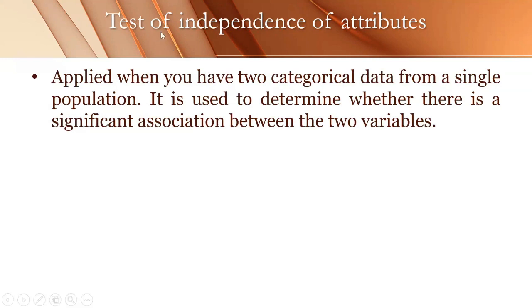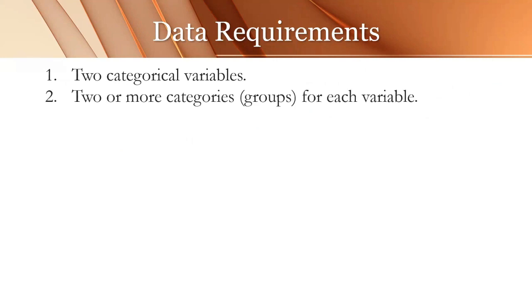Now the first one is the test of independence of attributes. We are going to apply this test whenever we have two categorical variables from a single population. It is used to determine whether there is a significant association between two variables. Now, coming to the data set, there is a requirement. We need to have two categorical variables.